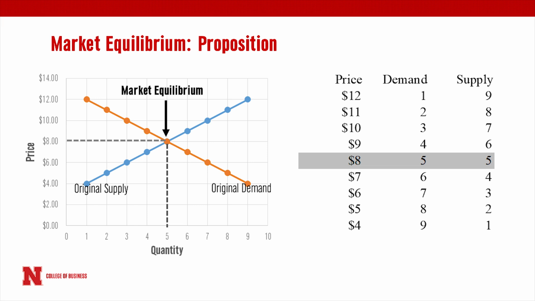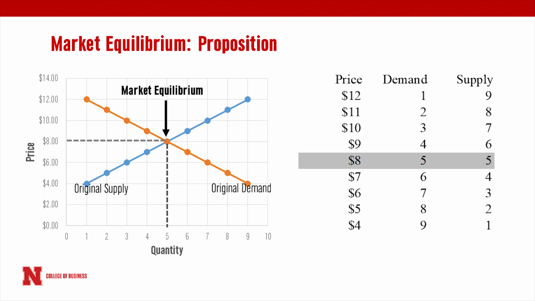Any price above $8 would result in an excess of supply, more suppliers than buyers. Any price below $8 would result in an excess of demand, or a shortage of the product, more buyers than sellers. If we line up the demand schedule and the supply schedule, we can also see that at the price of $8, the quantity demanded and the quantity supplied are equal.